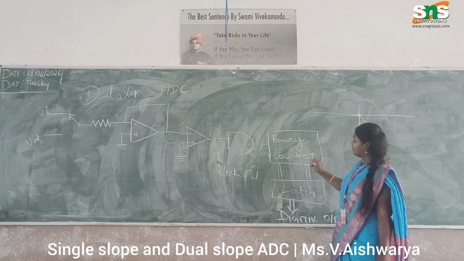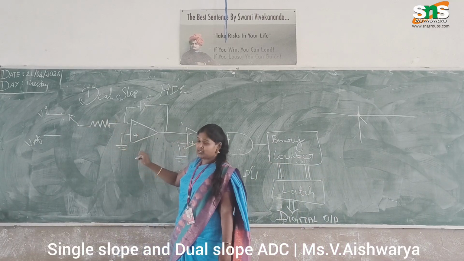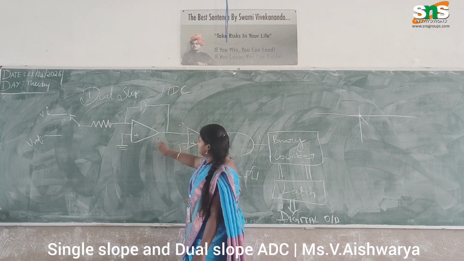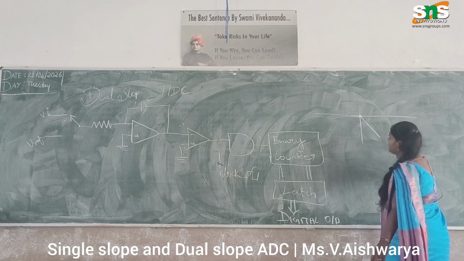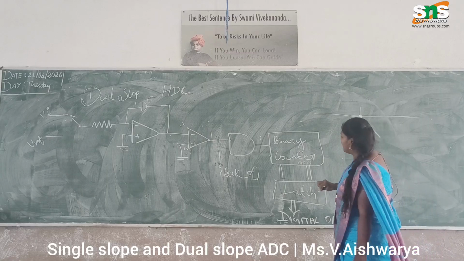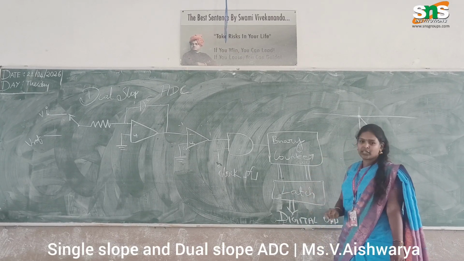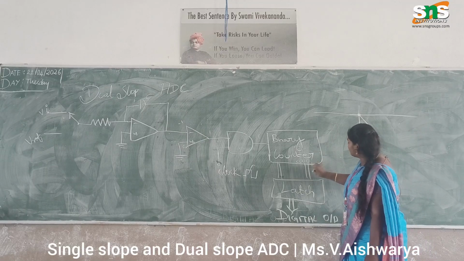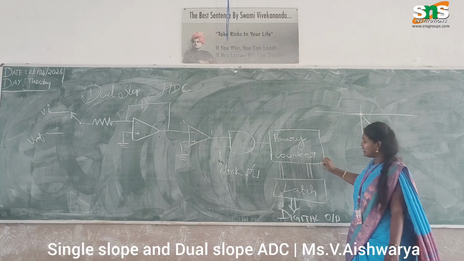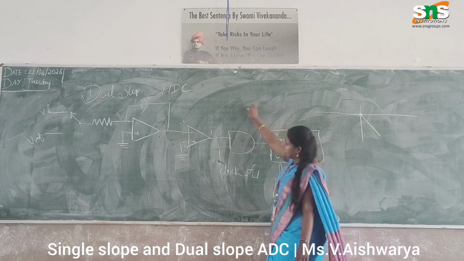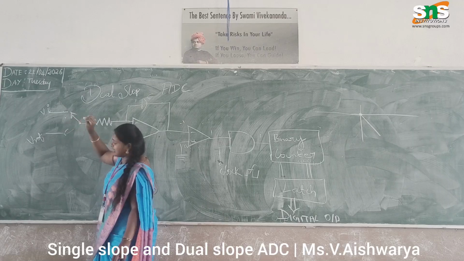Again the next signal is applied to the integrator, and the integrator starts the integration process again towards negative. The process will continue until the binary counter stops counting, that is, the output is finally 1 1 1. Whenever we receive this 1 1 1 output, the binary counter will enable this switch, which is switched to the V reference side.